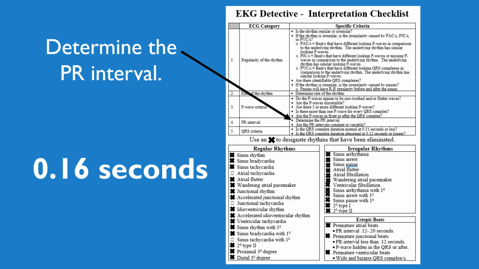So looking at our EKG Detective checklist, that means that we are going to be able to get rid of a junctional tachycardia, because if it was a junctional tachycardia and the P wave was in front of the QRS complex, the PR interval would be short, and this PR interval is normal. And since it is normal, that means we can get rid of our sinus tachycardia. And that leaves us with the only remaining rhythm, which is the atrial tachycardia that we have basically been working from.